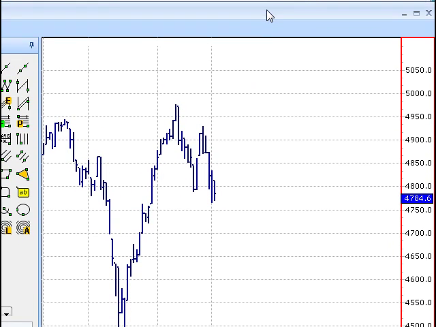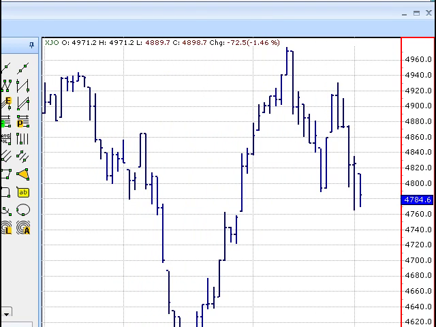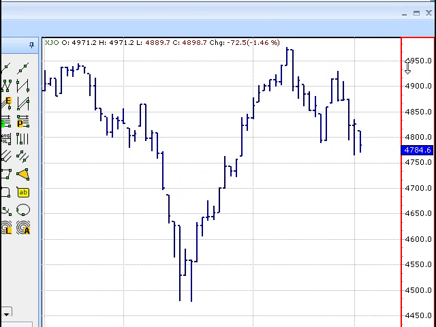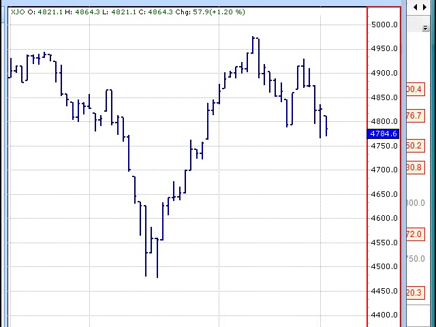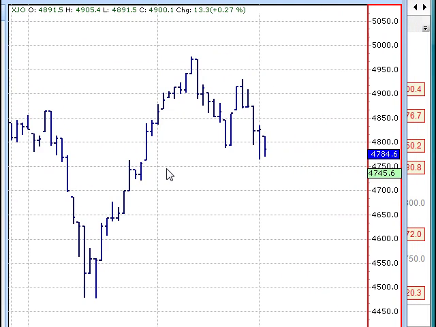Just bear with me a sec. I just want to stretch this out this way, because I want to have a closer look at this here. Okay, so once again, you can see that we were looking for 5 waves up here, and then we're looking for our A wave, our B wave, and our C wave.